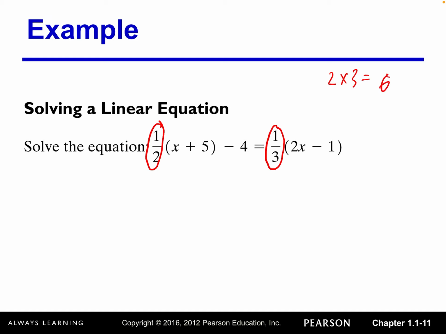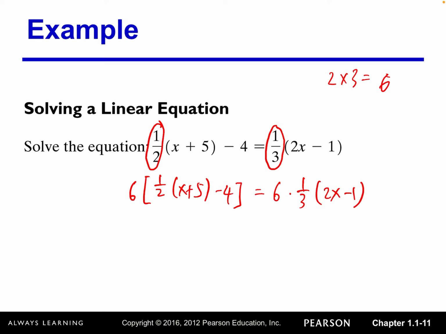So the idea is we want to multiply both sides of the equation by 6. So 6 times, this is the left-hand side of the equation, and then 6 times the right-hand side of the equation. I just rewrite it. What I did, both sides of the equation multiplied by 6. So this new equation is still equivalent to the original.